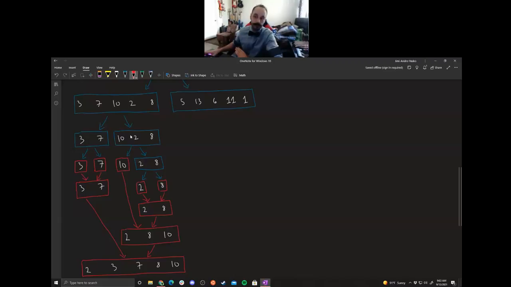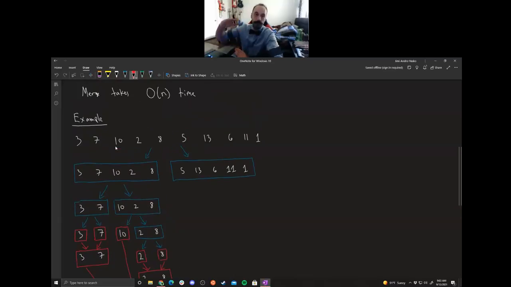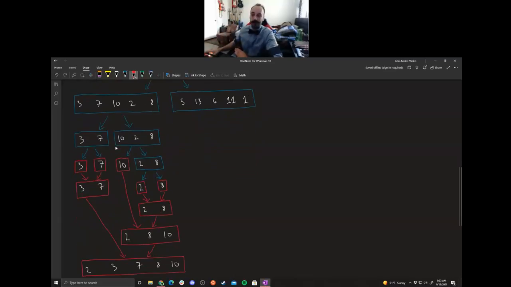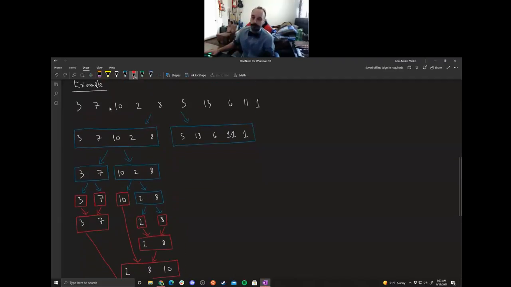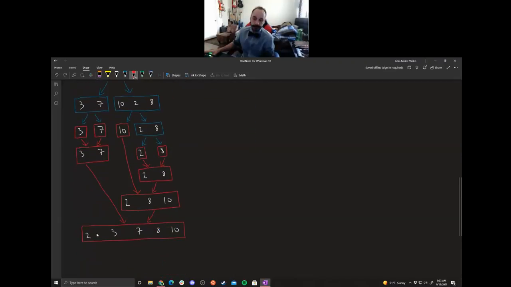And we go ahead and merge these together and return that up to the topmost function. But I don't want to have us return like that. It would be too complicated. Essentially, at this top level, this array, the 3, 7, 10, 2, and 8, is officially sorted. So we have that part done.